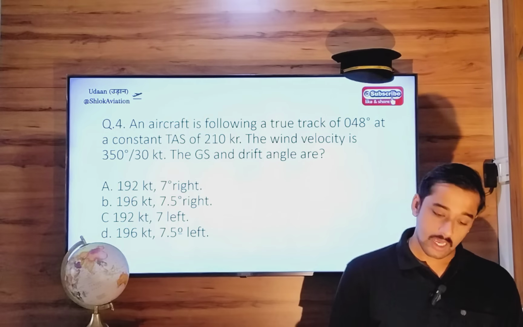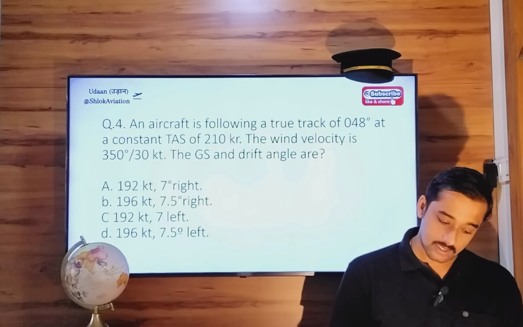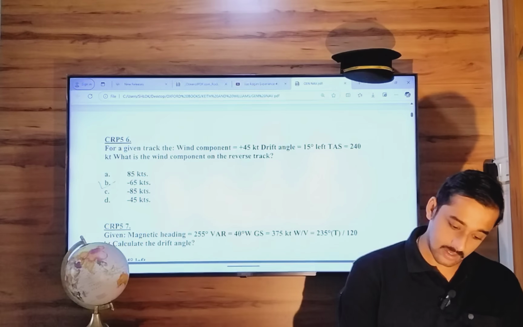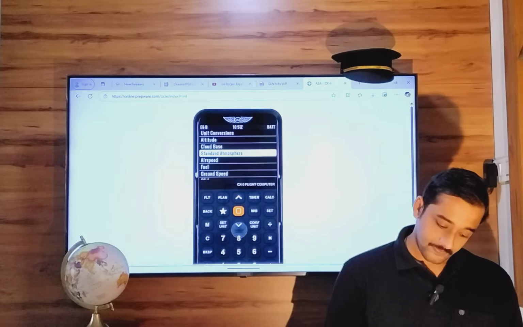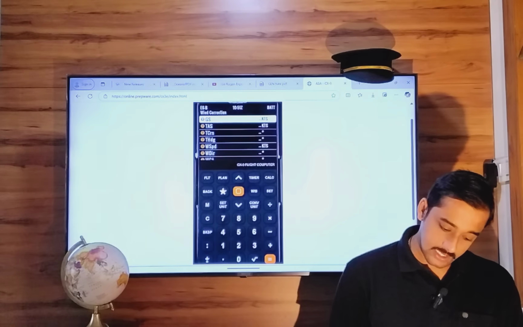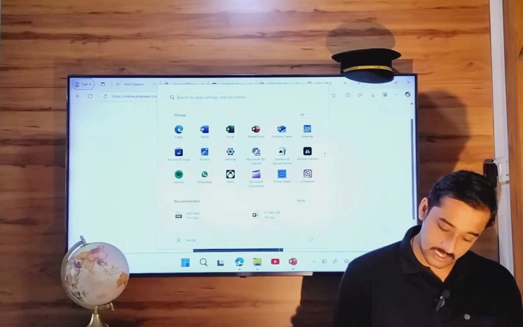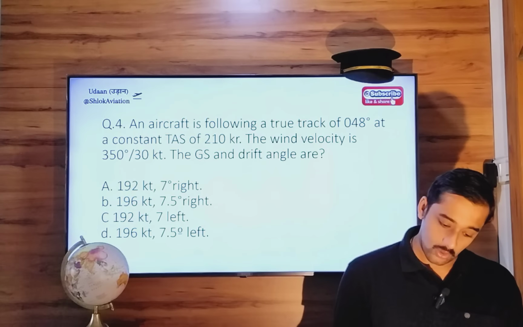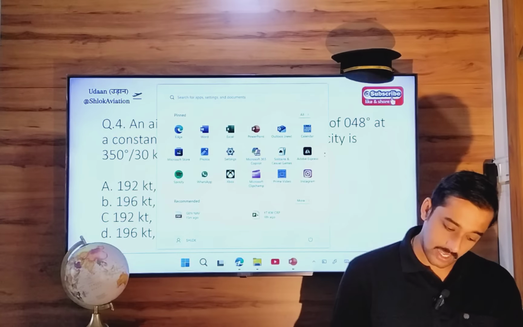Next, question 4. Aircraft is following a true track, true airspeed. Winds are given. What is ground speed and drift angle? So, okay, let's insert the values. True airspeed is 210 knots. True track is 48.